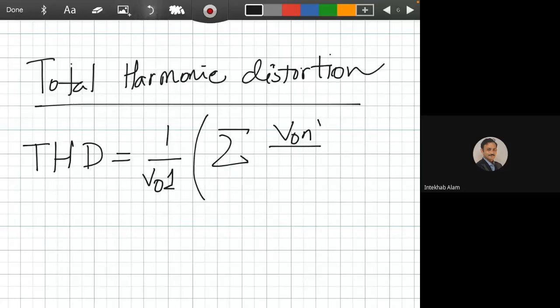So this will be the total harmonic distortion. Here n is other than 1. n equals 2, 3, 4, 5, and so on.